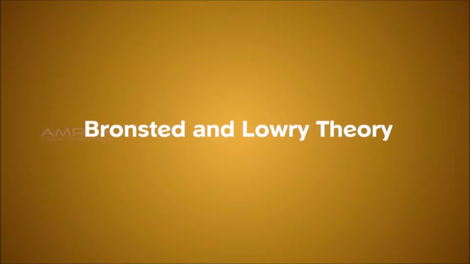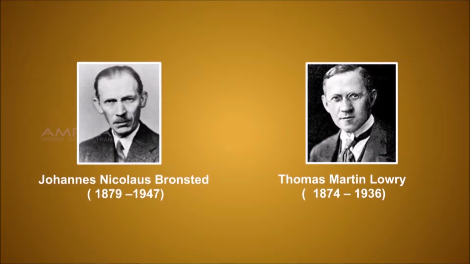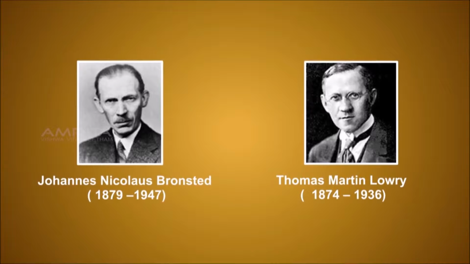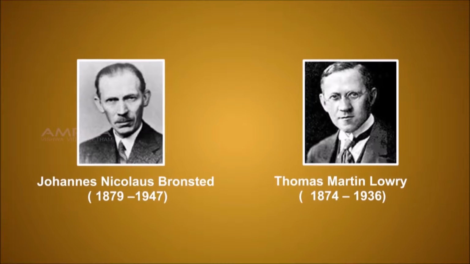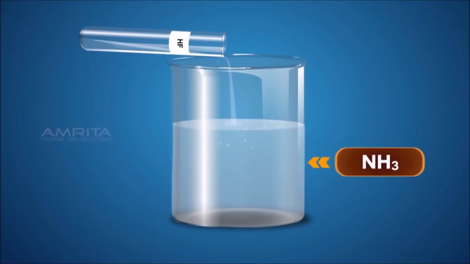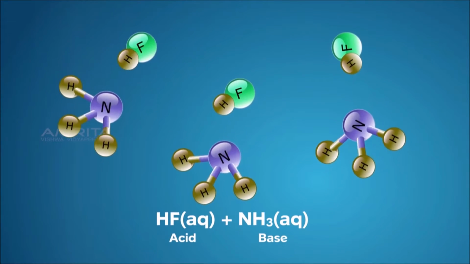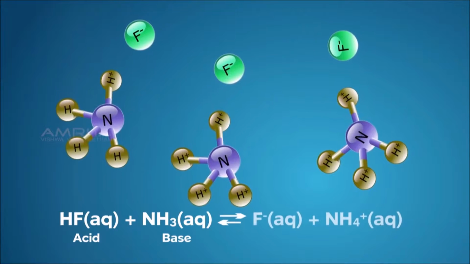and Lowry theory. In the year 1923, Johannes Nicolaus Bronsted and Thomas Martin Lowry proposed another acid and bases theory. According to their definition, acids are proton donors and bases are proton acceptors.